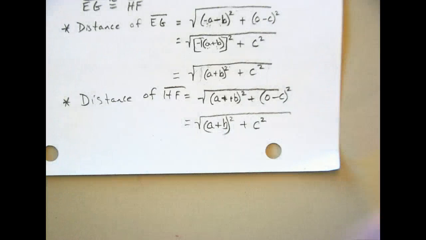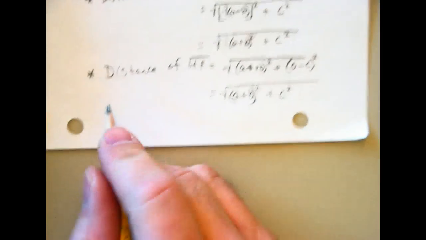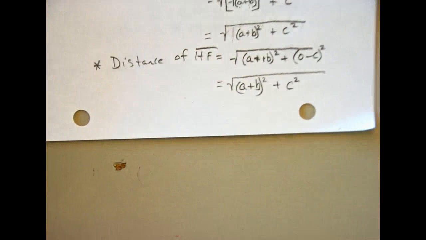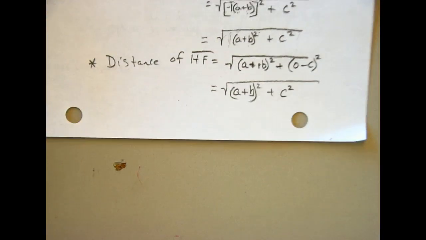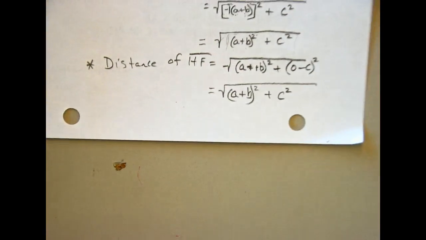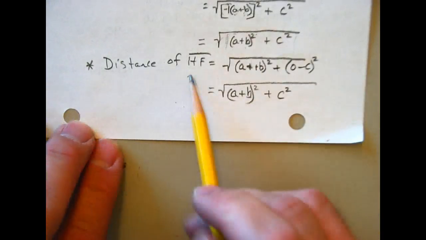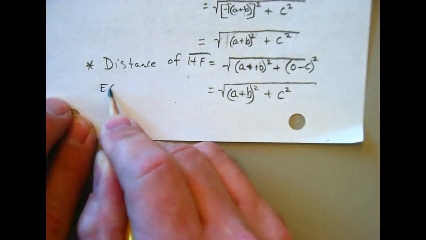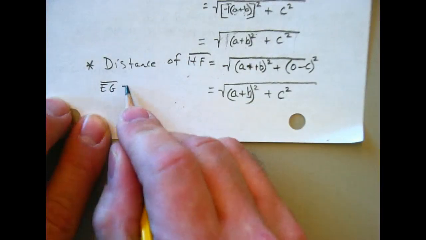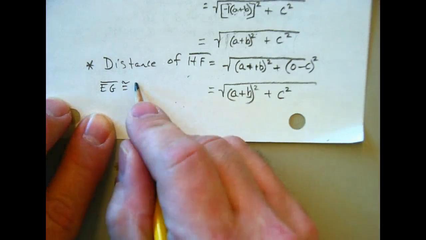So what would a final statement be? Oh, someone new. Hasn't participated yet. Go ahead, Bennett. EG and HF are congruent because, according to this formula, they have the same distance. Okay, yeah. So we could say EG and HF are congruent because they have the same distance, according to the distance formula.